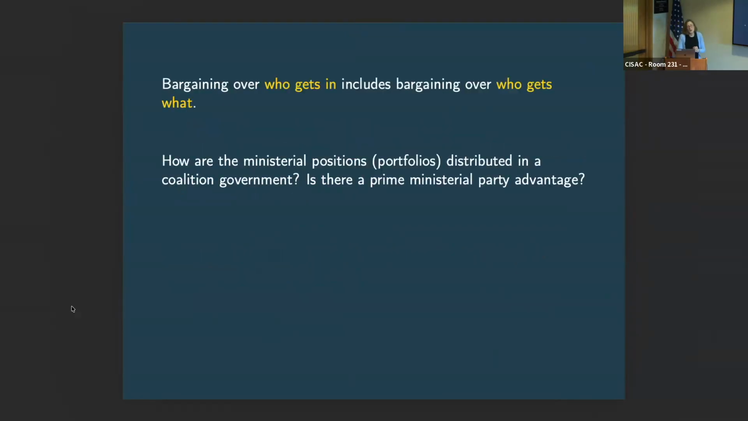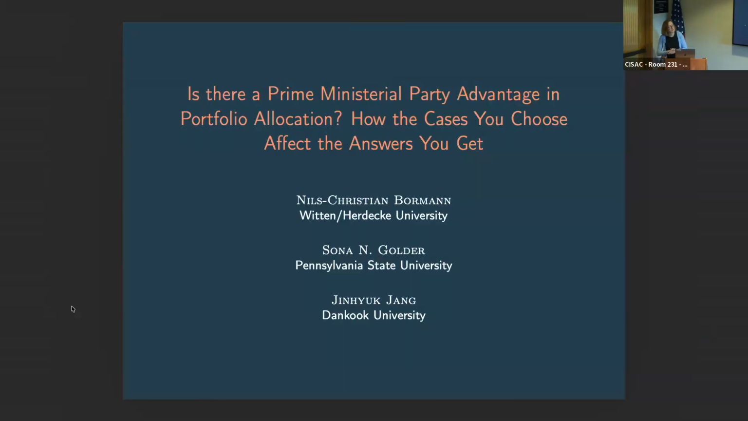I'm going to turn to the second paper now. So when we're talking about bargaining over who gets in, we're also naturally talking about bargaining over who gets what. And so you can think about how parties are going to bargain over dividing up the spoils of office. So think about how the ministerial positions, what we call portfolios, are distributed in a coalition government. And we're also going to talk specifically about whether there's a prime ministerial party advantage. This is co-authored work with Niels Christian Bormann and Jinhyuk Jang.